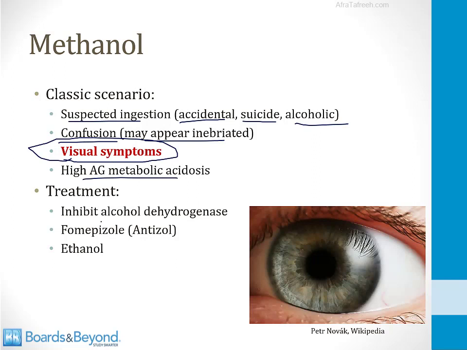The treatment is to inhibit alcohol dehydrogenase so that methanol stops being metabolized to formic acid. There are two ways to do this. One is a medication called fomepizole. It also goes by the name Antizol. It inhibits alcohol dehydrogenase. And the second treatment is ethanol. Ethanol, which you can find in alcoholic beverages, is also metabolized by alcohol dehydrogenase, and therefore it will slow down the metabolism of methanol into formic acid.